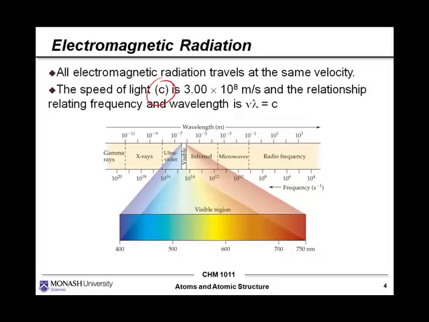The electromagnetic spectrum that you see in the figure indicates that the visible region, the region that our eyeballs detect, is actually only a very small portion of the electromagnetic spectrum. At the long wavelengths we have radio frequencies, and at the short wavelengths we have gamma rays.